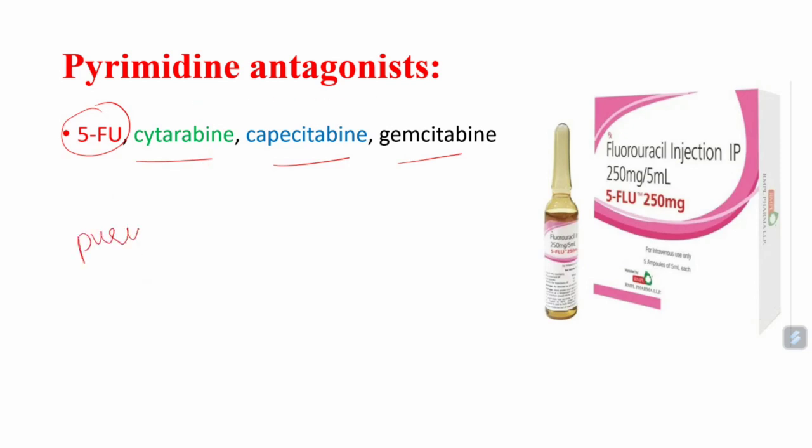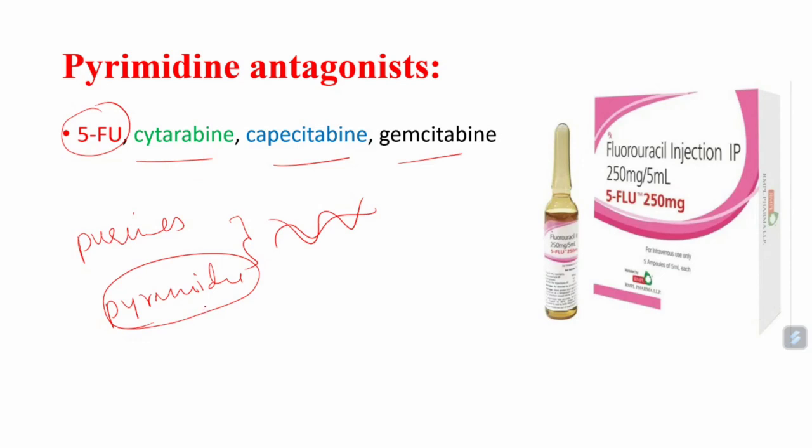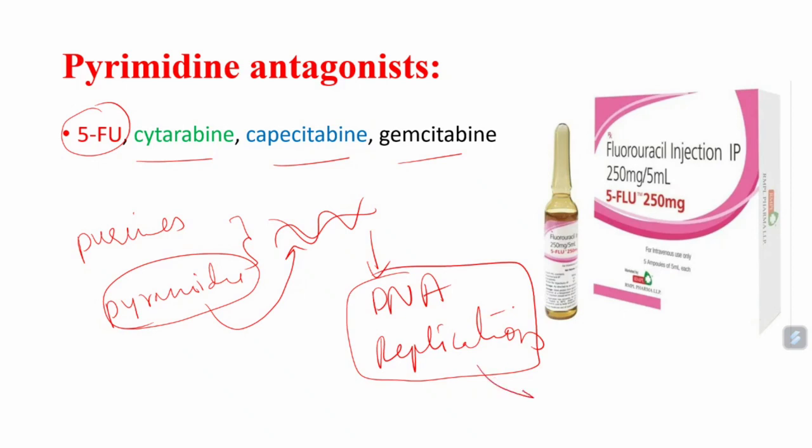Actually, we have purines and pyrimidines. Both are the bases which are required for the formation of DNA and RNA. These drugs act like pyrimidines, and they are very similar to pyrimidines. They go and accumulate in the DNA, and through that it will stop the replication of DNA. In simple terms, pyrimidine antagonists and purine antagonists inhibit the synthesis of DNA, or in a simple way, they decrease DNA replication. They stop DNA replication, and with that they kill the neoplastic cells or cancer cells. This is the basic mechanism of action of purine antagonist and pyrimidine antagonist.